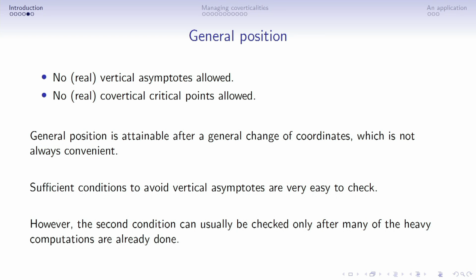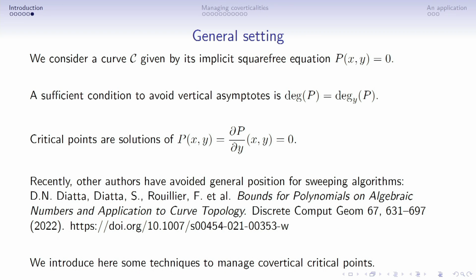However, the second condition is usually found when we have done all the heavy computation and we end up at a critical line, checking that, unfortunately, it has two co-vertical critical points. All right, so in general, this second condition is an unpleasant surprise when you have performed many of the computations you had to do. All right, so now is when I create the mess.